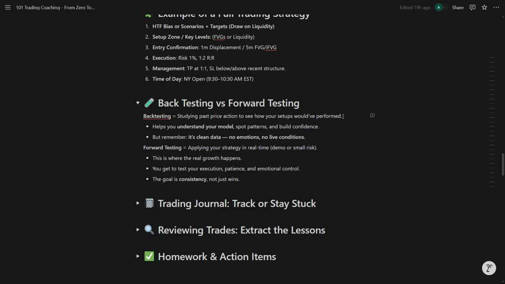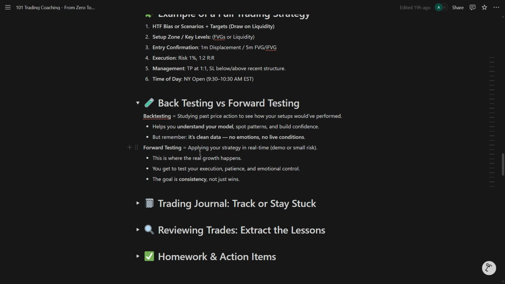Okay? But here's the thing. With backtesting, it's only data. There are no emotions involved. It's not like live trading. So it's a bit different. It's a bit skewed. That's what you have to keep in mind with backtesting.